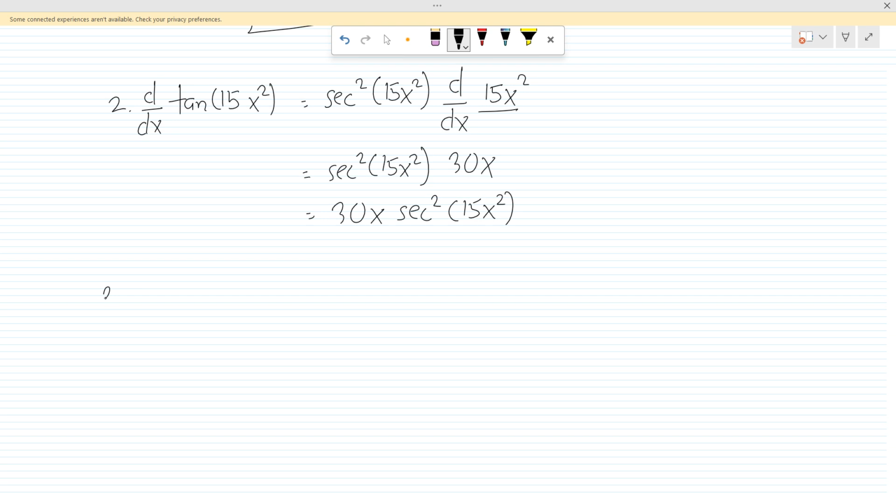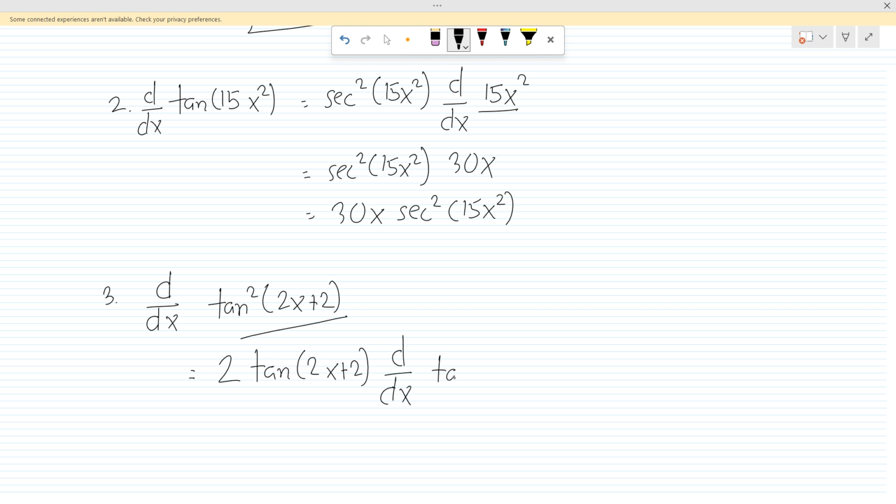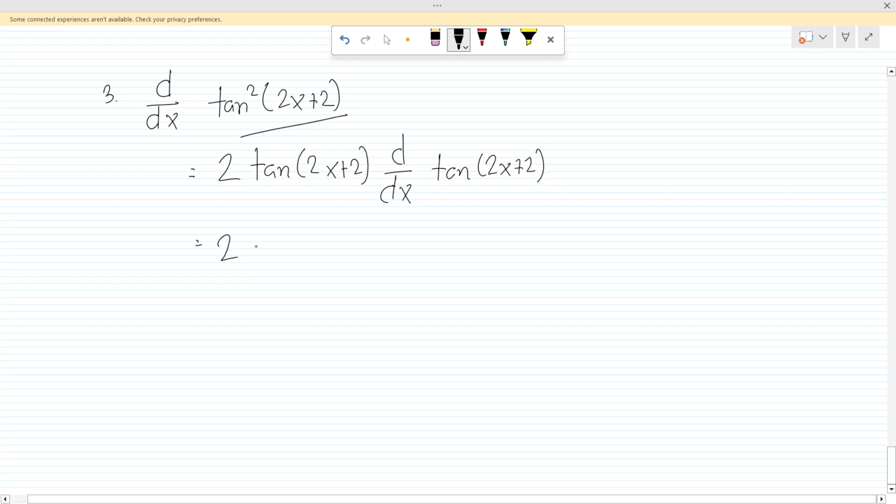Okay, problem number 3. d over dx of tangent squared of 2x plus 2. So again guys, whenever you see an exponent, the first thing that you need to apply is the power rule. So this would be 2 tangent of 2x plus 2, then d over dx of our base, that would be tangent of 2x plus 2. Then followed by, just copy 2 tangent of 2x plus 2.